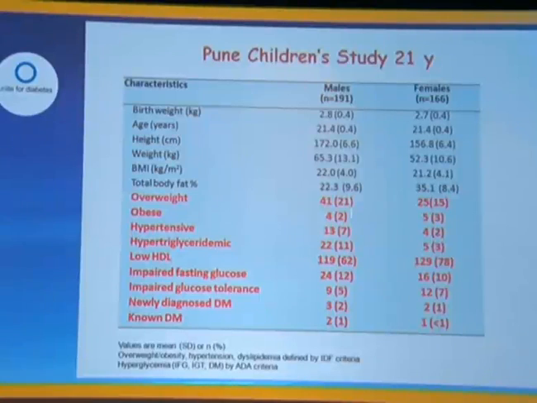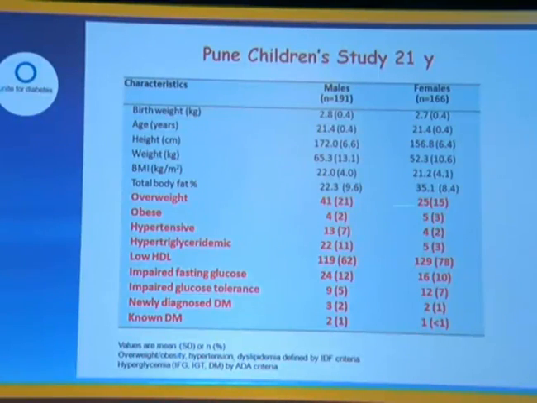At 21 years, there were 191 boys and 166 girls, and their average birth weight was about 2.7 to 2.8 kilograms. At 21 years, the average weight of boys was 65 and girls 52, with body mass index 22 and 21. Total body fat percent, as we have noticed before, is quite high for these given BMIs compared to Westerners.